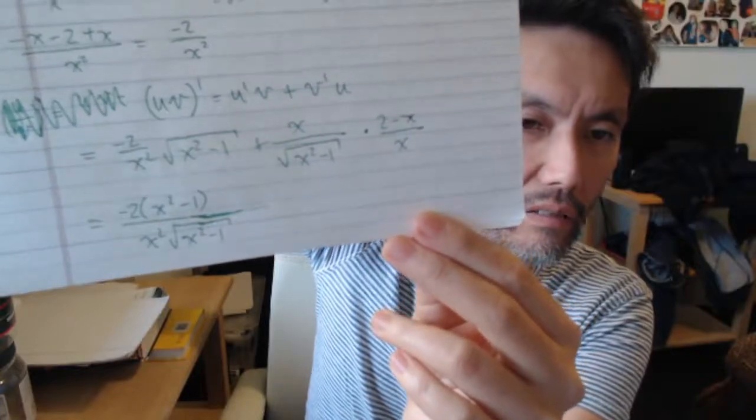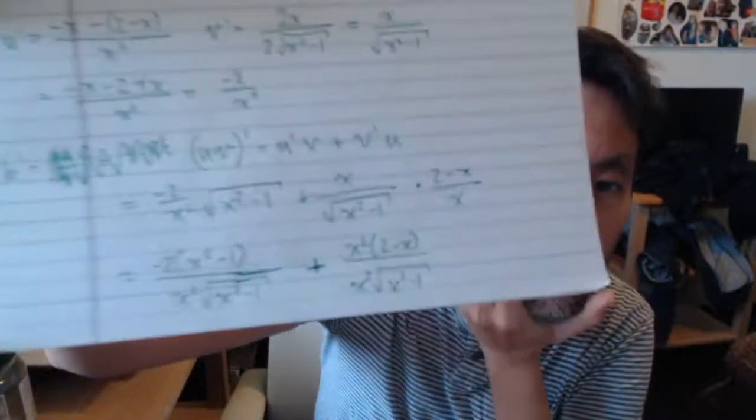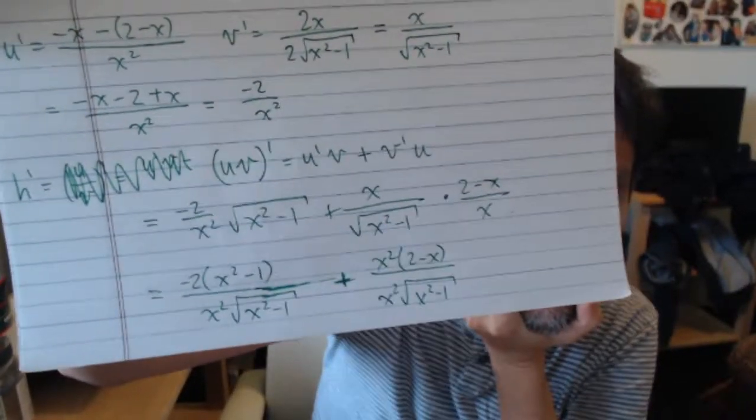I'm not done yet. That's just my first term. And then for my second term, I'm going to multiply top and bottom by x. So I get x squared times 2 minus x divided by x squared times the square root of x squared minus 1. This is nice. Very nice. We all okay so far? Okay. And then we keep moving.